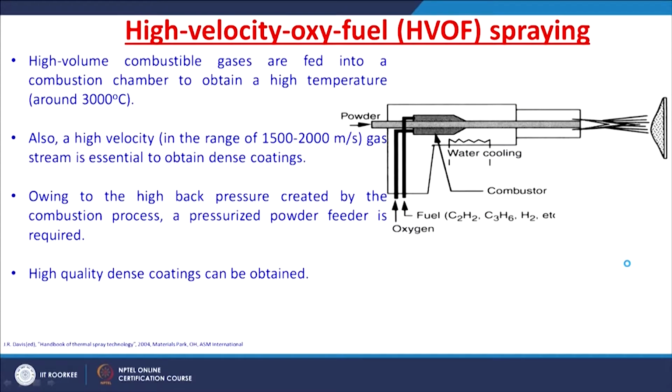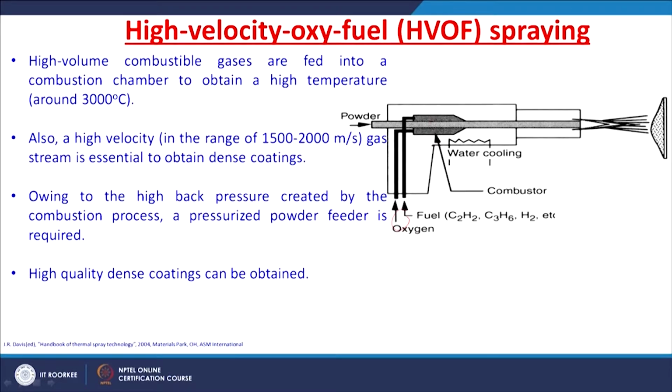In the high velocity oxy fuel spraying technique, a high volume of combustible gases is fed into the chamber to obtain a temperature of around 3000 Celsius. At the same time, a high velocity gas stream is also required to obtain dense coatings. So, the gas stream will be accelerating this material onto the substrate, right.